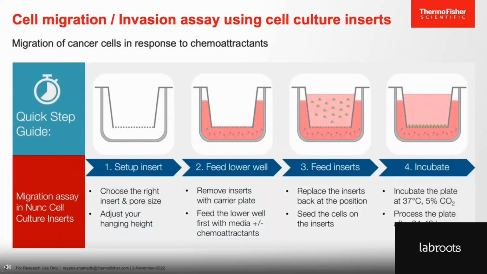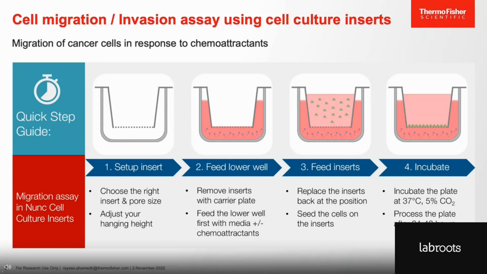At first, I would like to demo how to perform migration of cancer cells in response to different chemoattractants or growth factors. This is a quick step guide to perform a migration or invasion experiment in response to chemoattractants. Just to give the difference between migration and invasion: when we say migration, the cells migrate just in response to the chemoattractants, whereas in invasion, they have to physically cross an ECM barrier in the culture plate, thereby they invade and pass through to the other side of the plate. That's why we call it invasion.